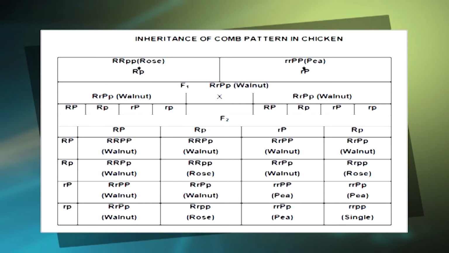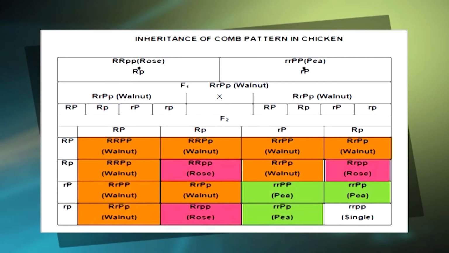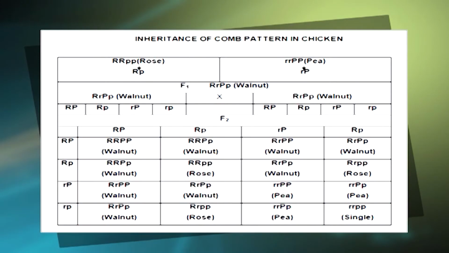When the F1 hybrids are interbred, an interesting result was obtained. The F2 showed walnut, Rose, P and single comb in the ratio of 9:3:3:1. In this, the F2 ratio is not altered, but it is a clear indication of involvement of more than one pair of genes. In F2, when the P comb gene is absent and one copy of the Rose comb gene is present, it results in Rose comb.